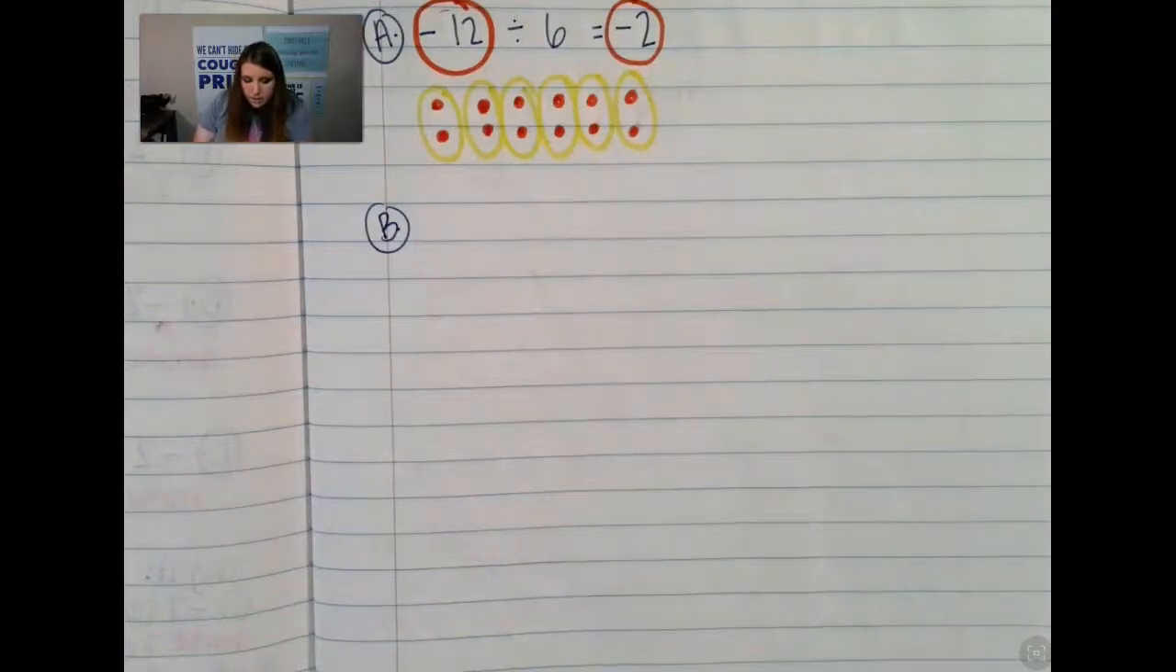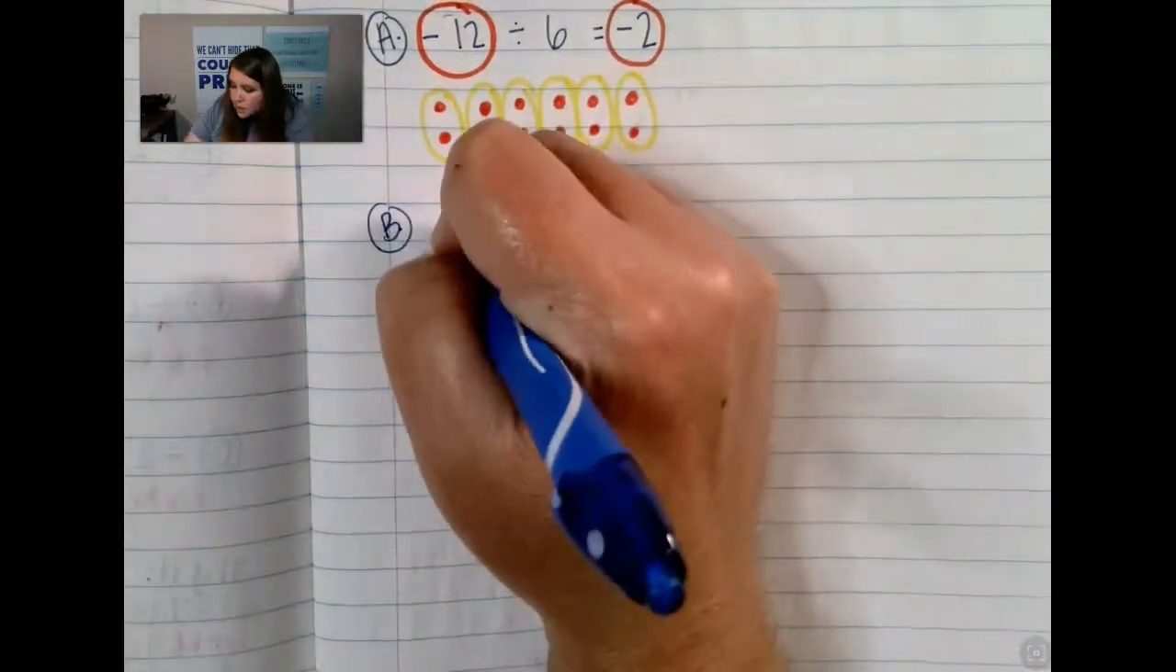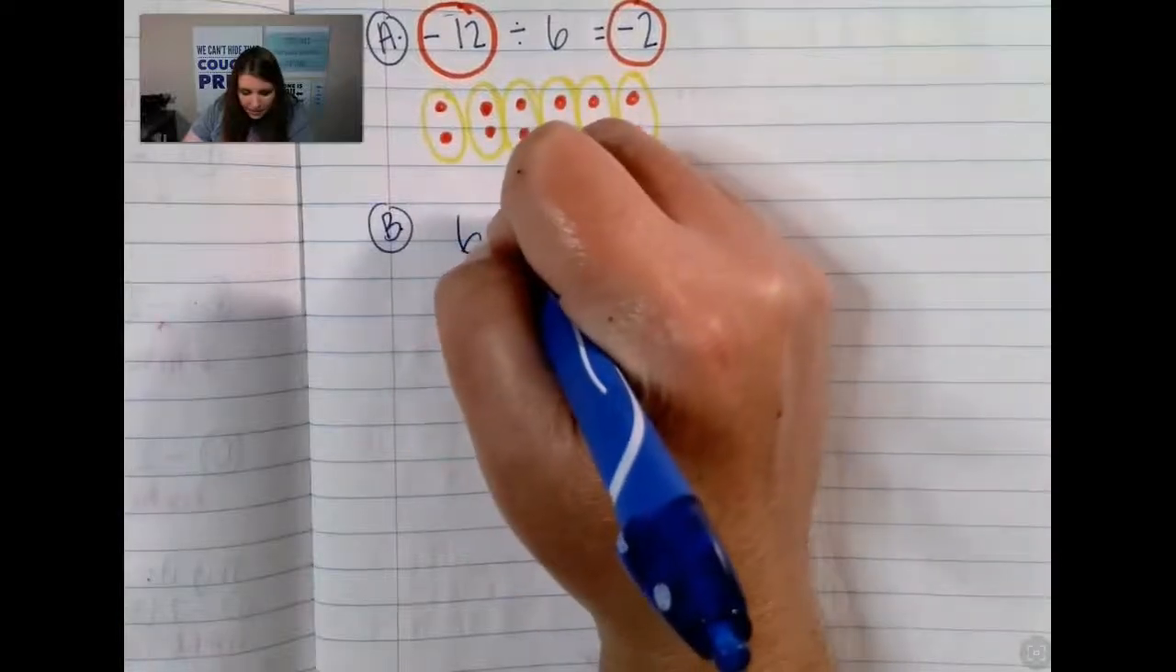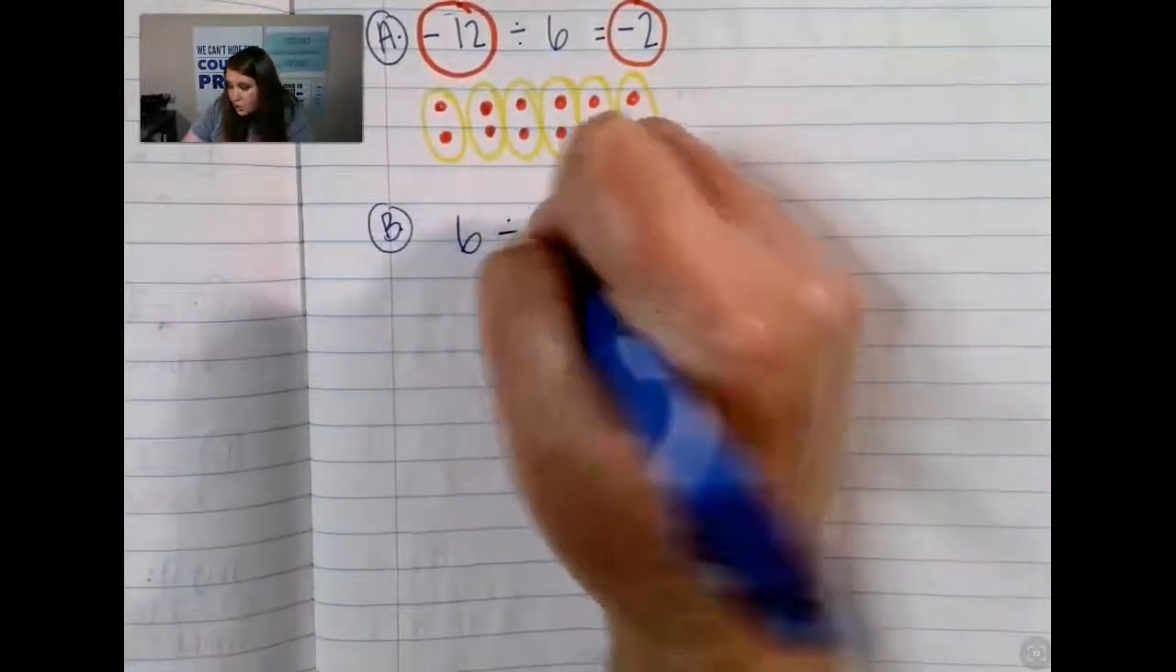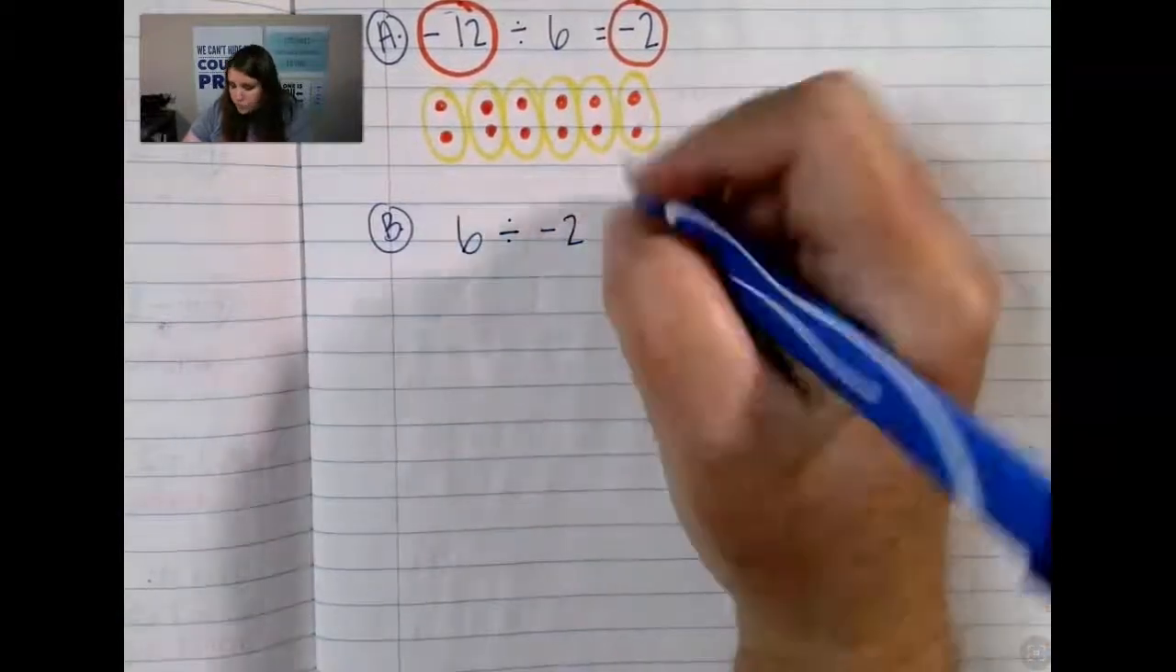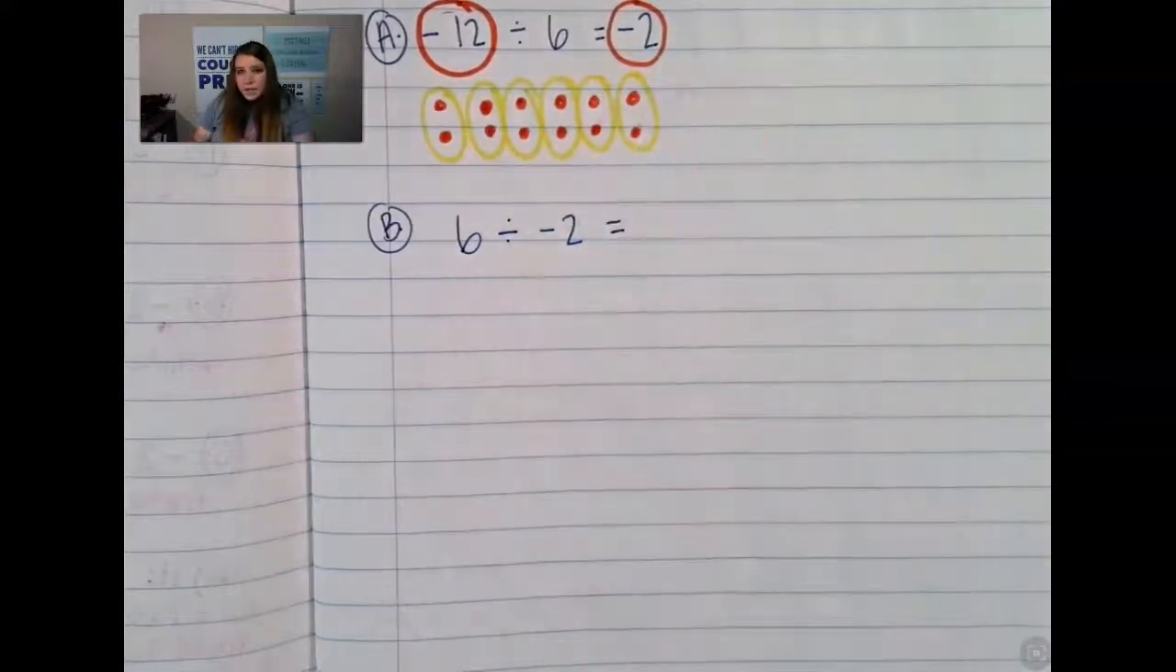All right, so I have this problem: 6 positive, and I need to divide that by -2. What do I get? If I have 6 and I split this into groups of negative numbers, I take my negatives and split those up. How many groups will I form?